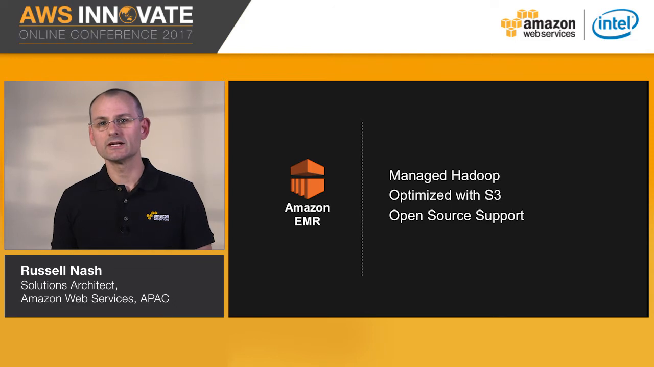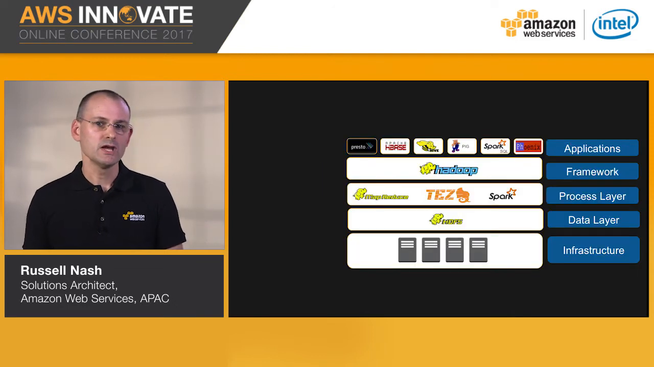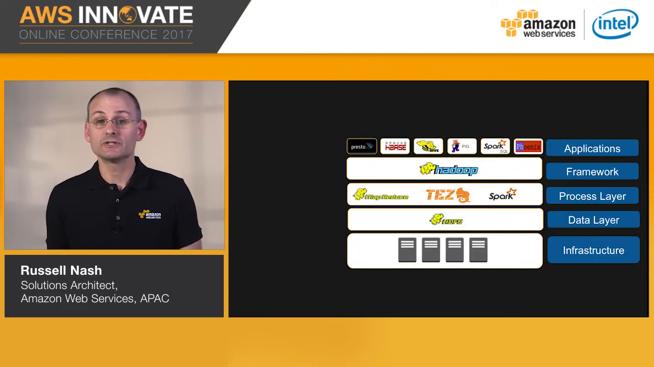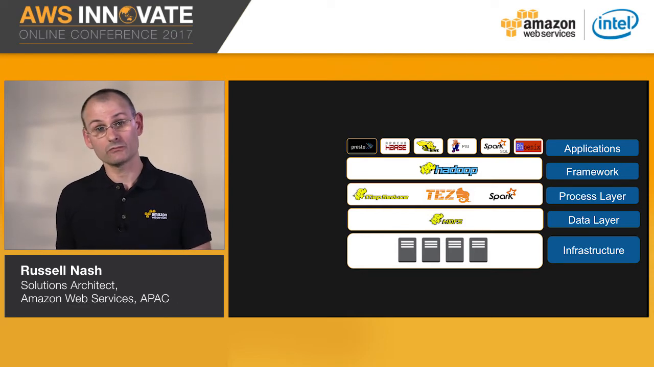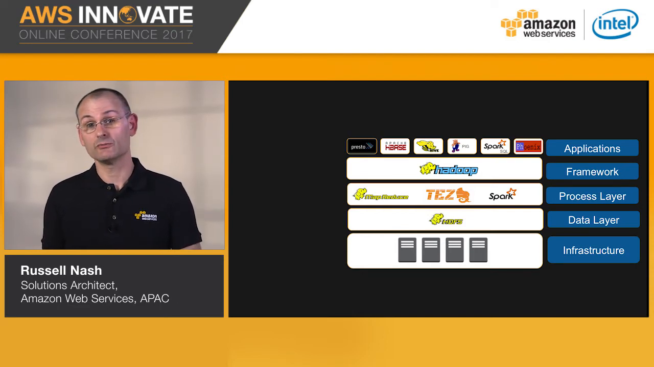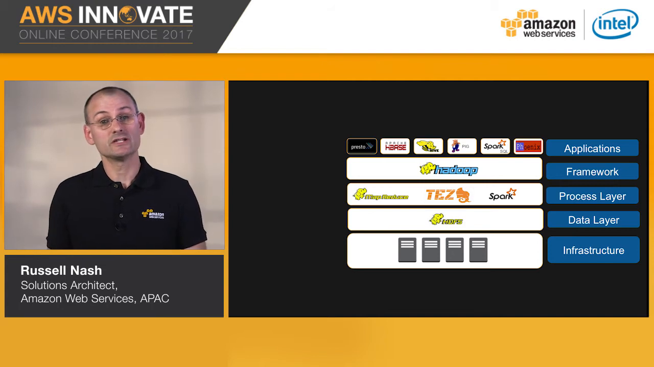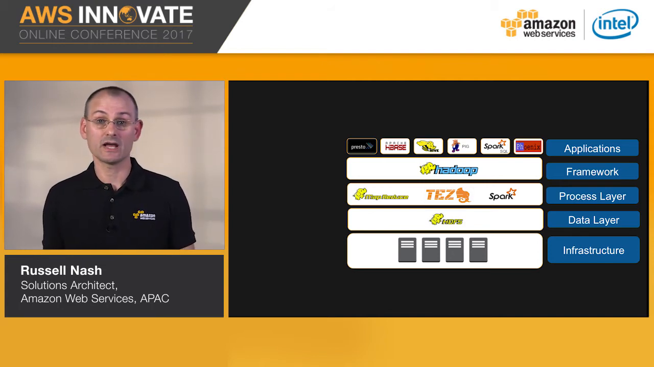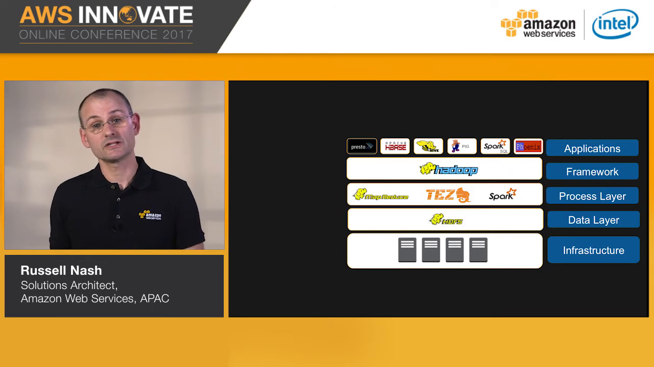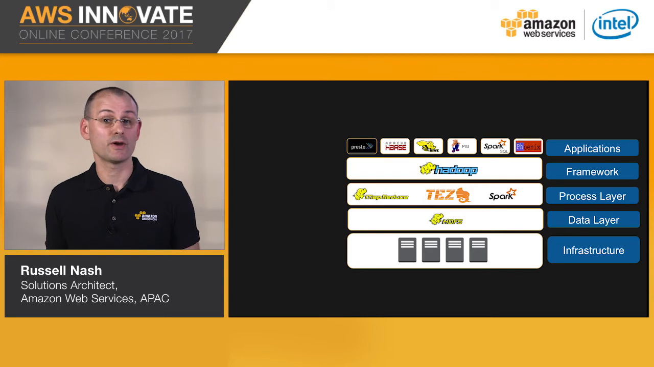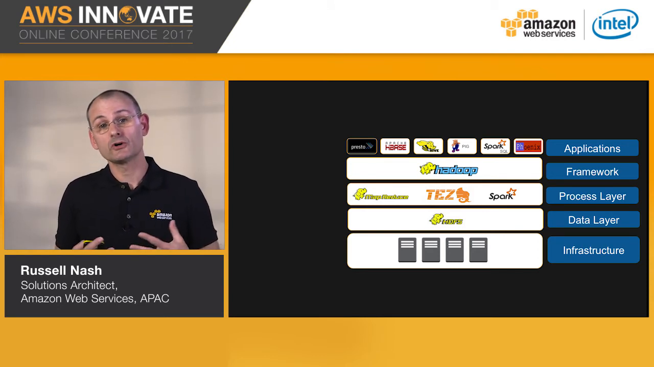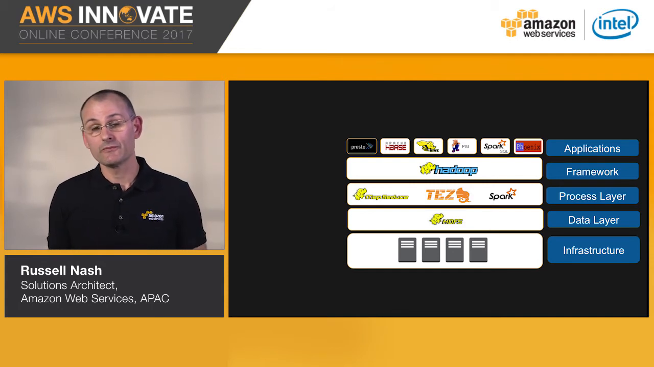So let me show you this in a little bit more detail. So here we have a typical Hadoop stack, and you can see down the bottom there, starting from the bottom up, we have the infrastructure layer. So if this was on Amazon Cloud, for example, these machines would be EC2 machines. You then have a data layer, so typically that would be HDFS. And then you have the process layer. So this might be MapReduce, it might be Tez, it might be running Spark, or potentially a combination of all two or three. Then the framework is Hadoop, and then of course on top of that, you've got the applications that you want to run.